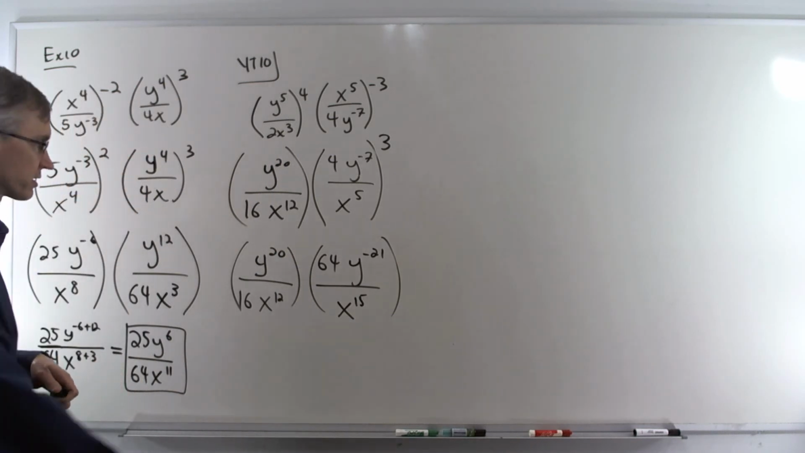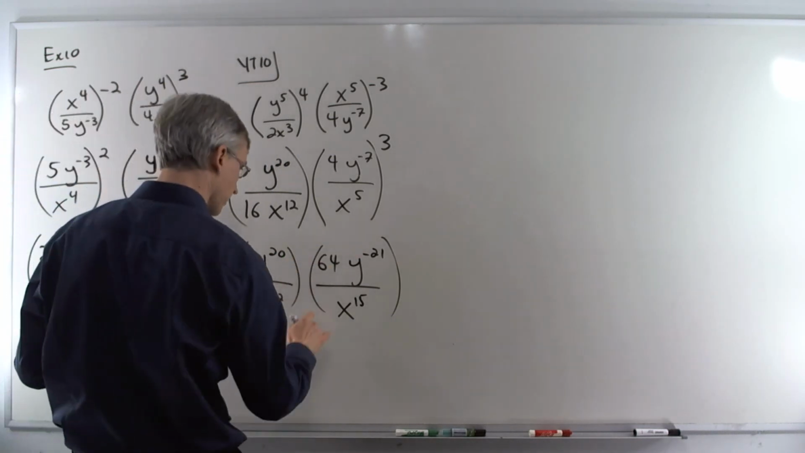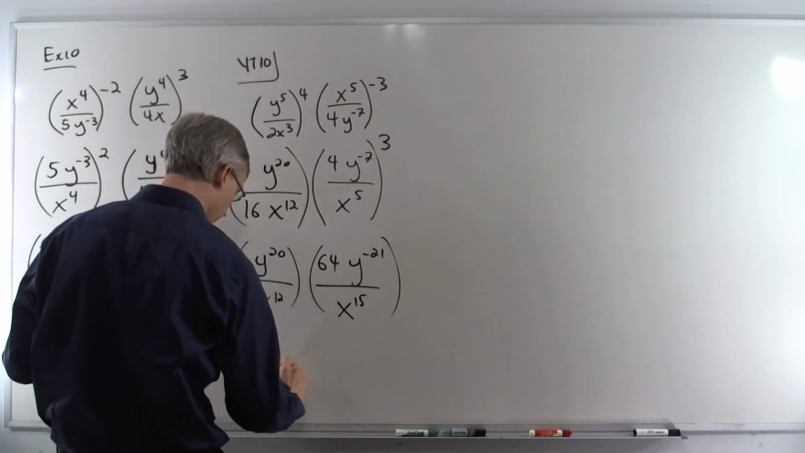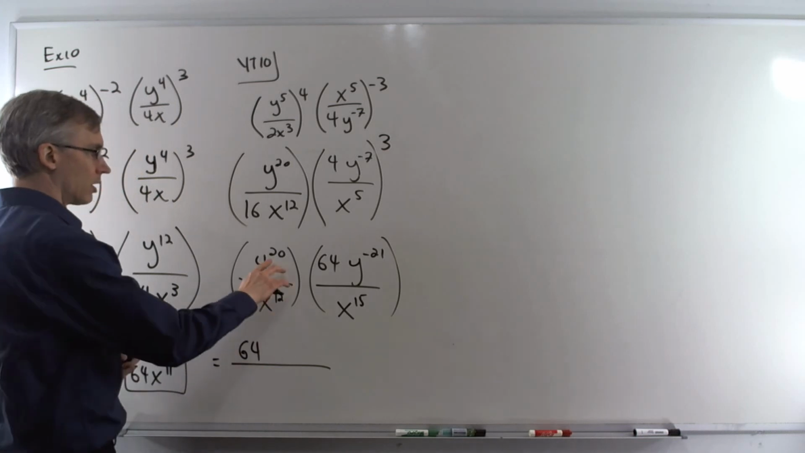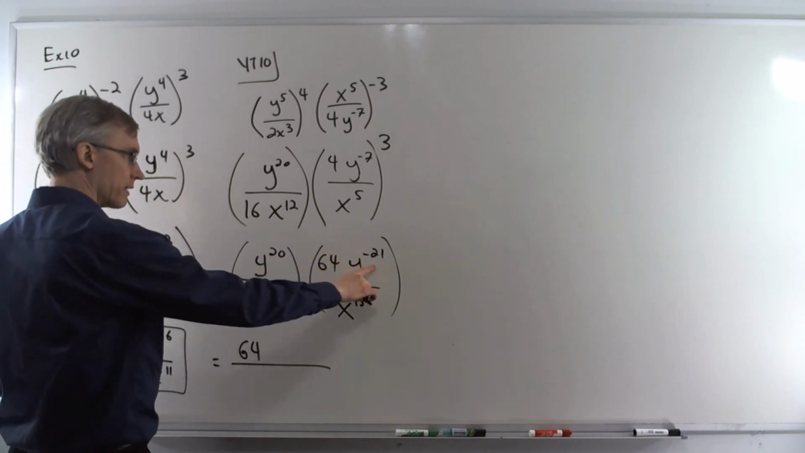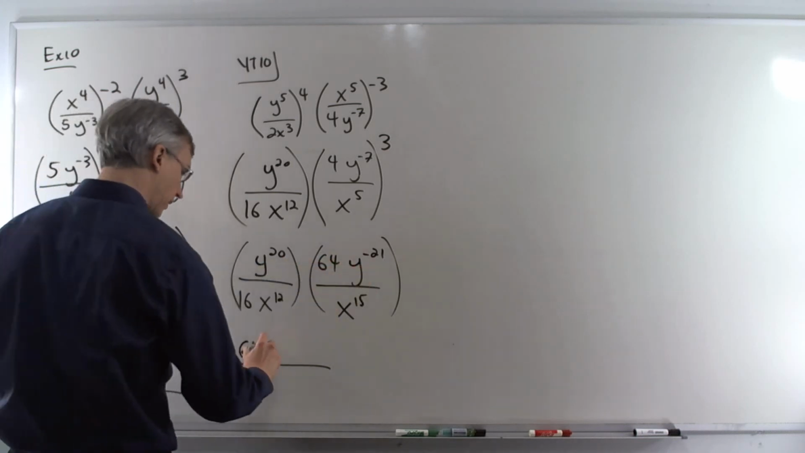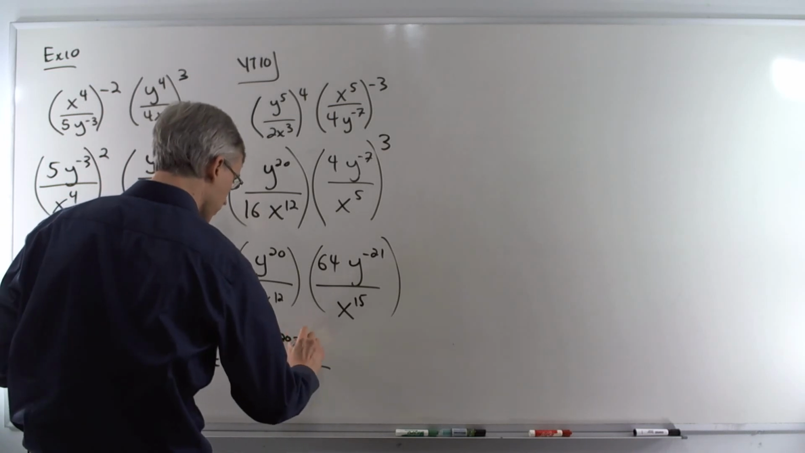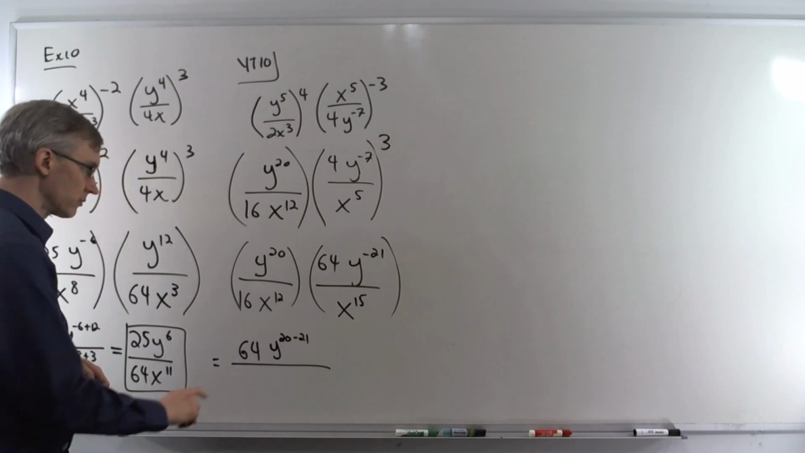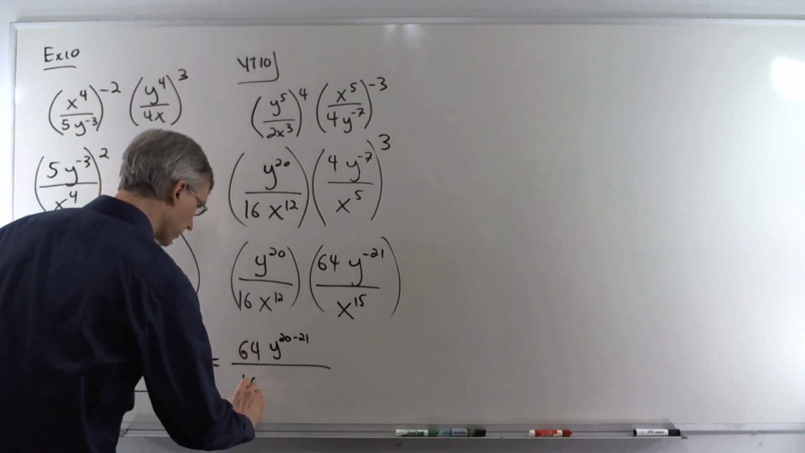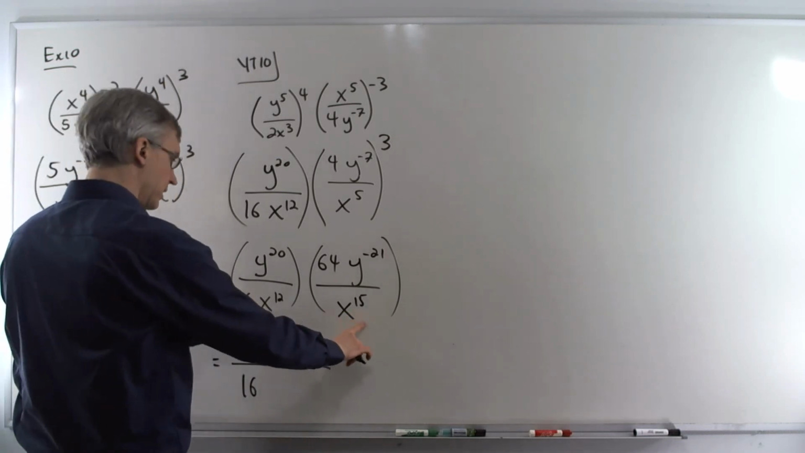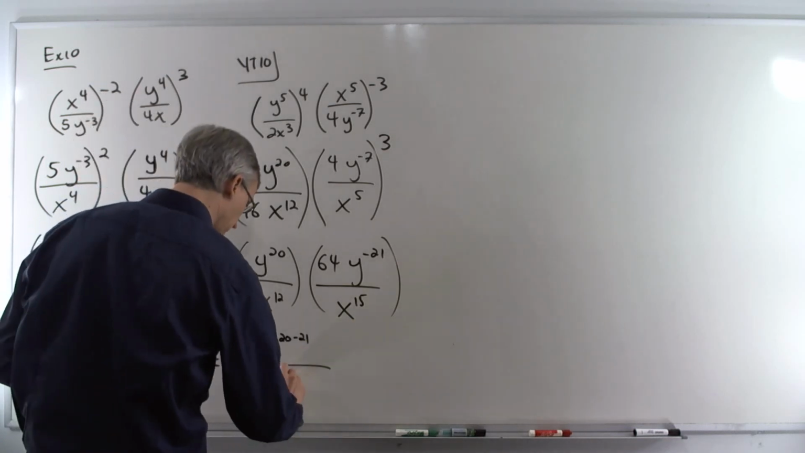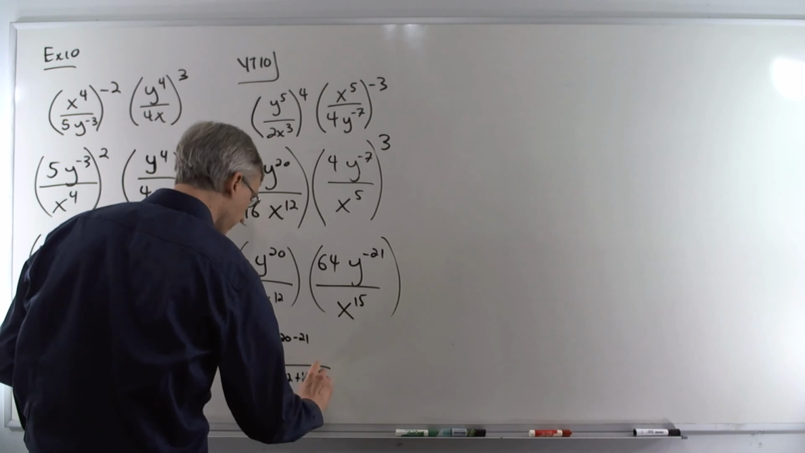So we're multiplying fractions, going to multiply straight across. 64 will stay on top. Y to the 20th times y to the negative 21. Add those exponents together, we get y to the 20 minus 21. 16 stays in the denominator. Now we'll combine the x's. X to the 12 times x to the 15. That's x to the 12 plus 15.